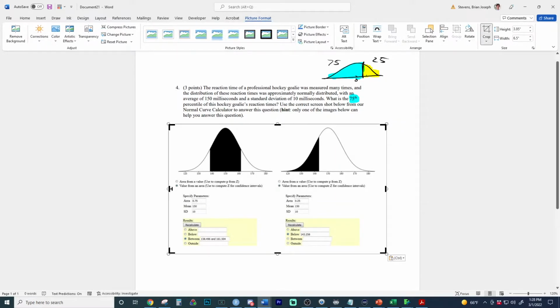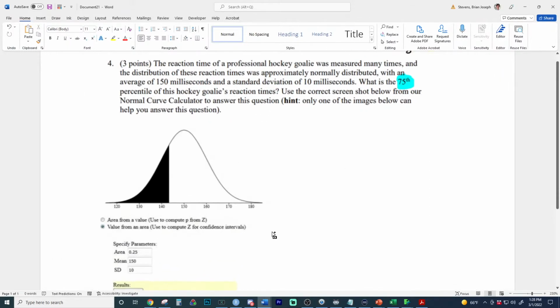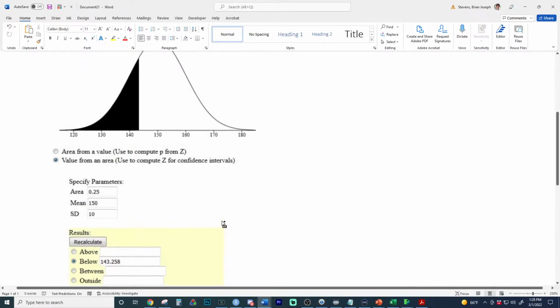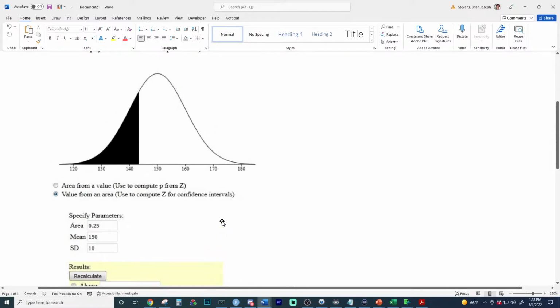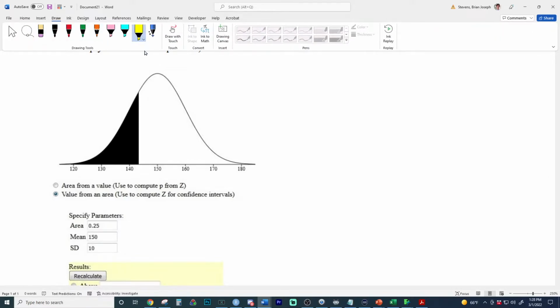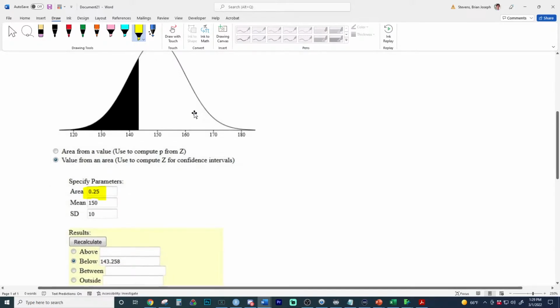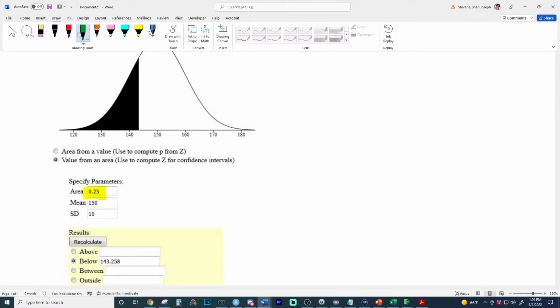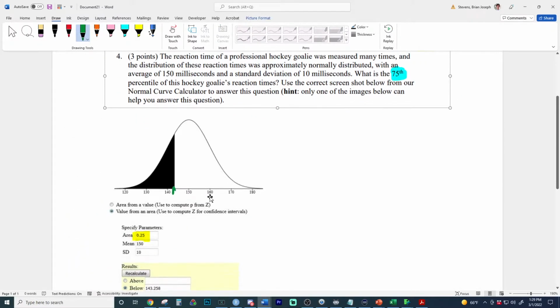Graphic 4 is showing us the what percentile. We'll zoom in so we can see it. And we can look at the percentile by the area shaded on the curve. And this value right here is where that spot is at. It's showing us not the 75th percentile because it's saying below this point is 25% of the data. That's the 25th percentile.